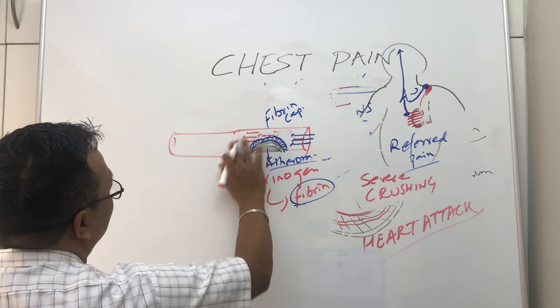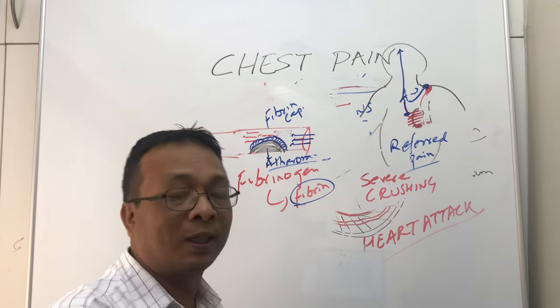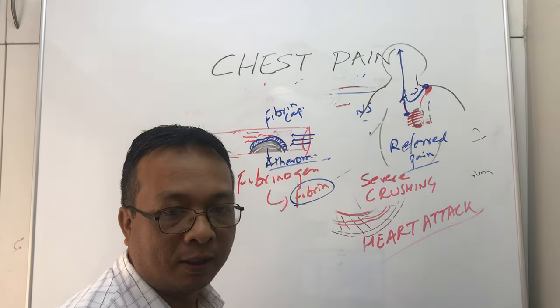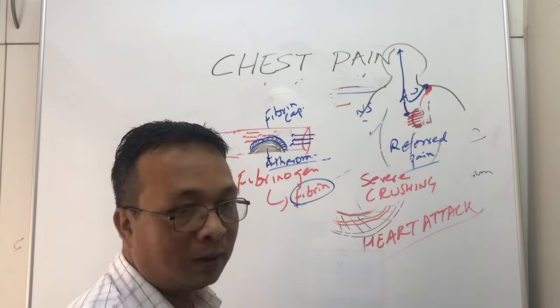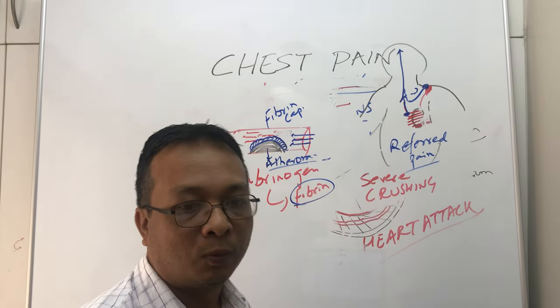What may happen in the upcoming years? Can anybody tell me what can happen if the blood is continuously hitting this atheroma with this fibrin cap? What can happen?